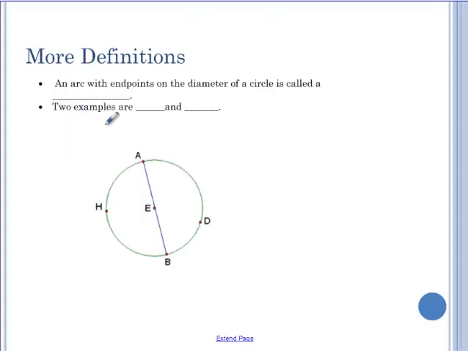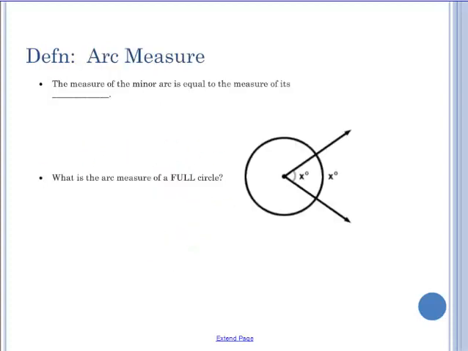An arc with endpoints on the diameter of the circle, like the example ADB and arc AHB, those 2 arcs are half the circle, so they're called a semicircle. You guys have heard that word before. Semicircle or semi-major arc are a couple other ways you could hear it.